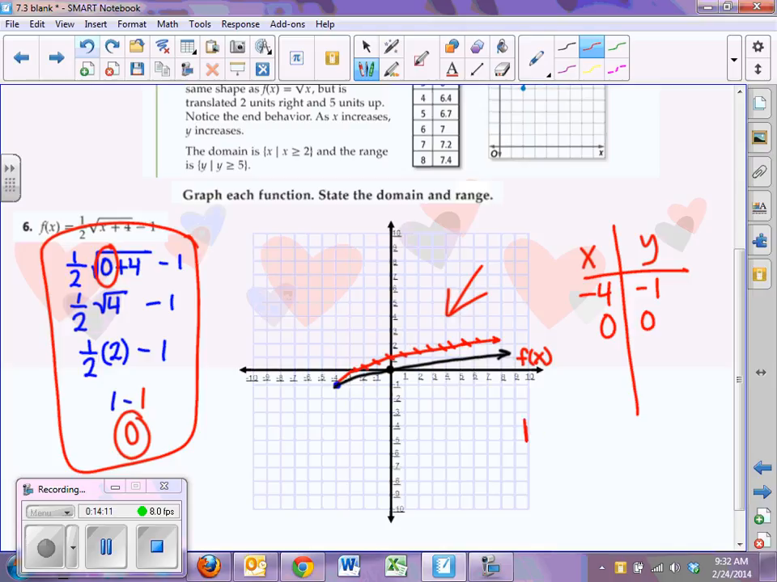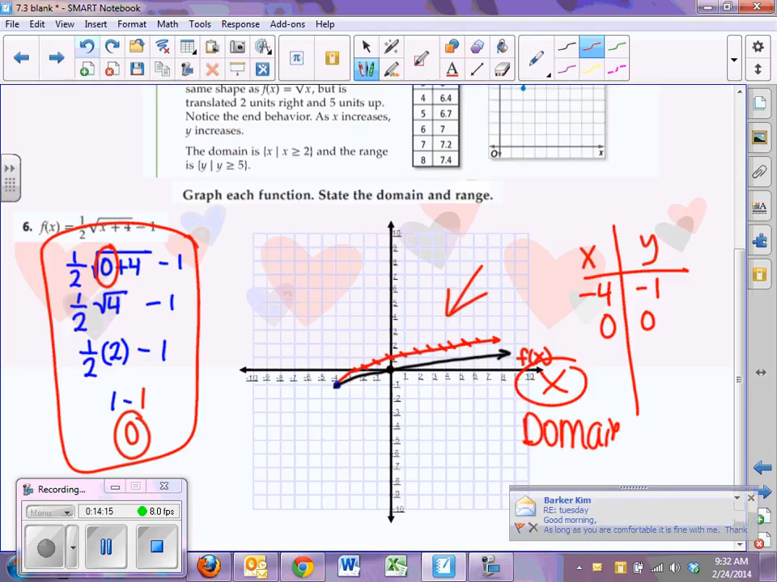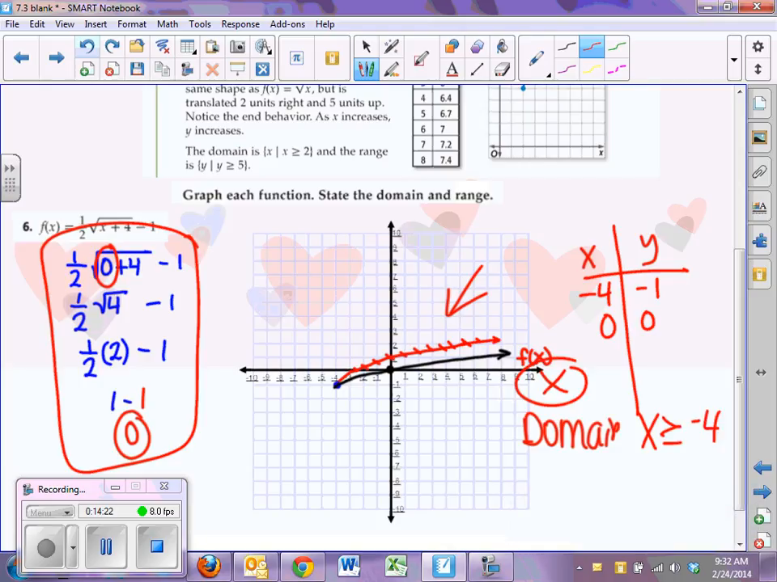Oh, so what is the domain? What x values are being used? Here's the x-axis. X is numbers greater than or equal to negative 4. And the range? Well, y values are used. Y are numbers bigger than or equal to negative 1.